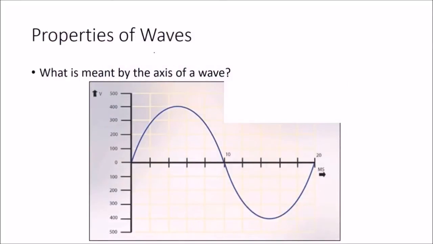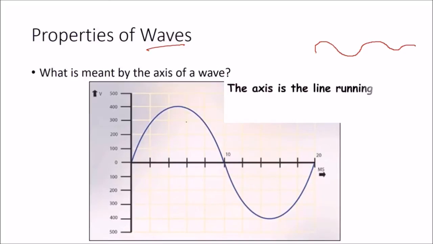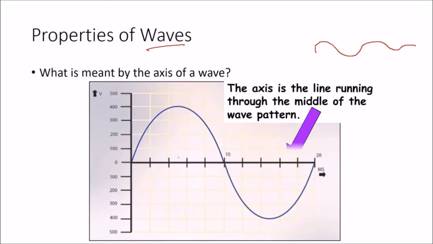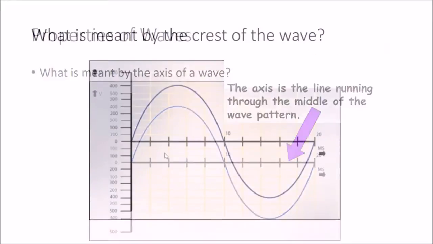But waves have properties. Scientifically, if you want to know what is meant by the axis of a wave, just try to imagine a wave that you see in the sea. So this is how it is seen. The axis is the line running through the middle of the wave pattern. And this is a wave pattern. We call this line the axis.